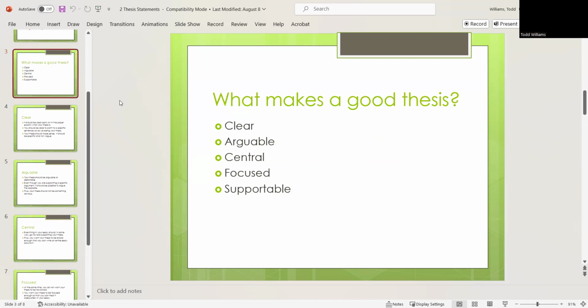So again, to review really quickly: clear, arguable, central, focused, and supportable.